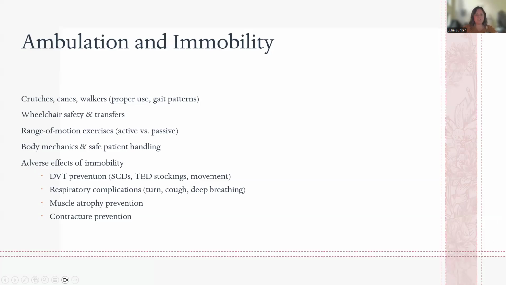Range of motion exercises. These can be active or passive. Again, if they are comatose, for example, right? Or if they just don't have the strength, passive range of motion. Okay, help them to keep those joints loose. Active, if they can do it themselves, of course, they can do that pretty often, and you want to encourage that. Think about yourself, body mechanics and safe patient handling.